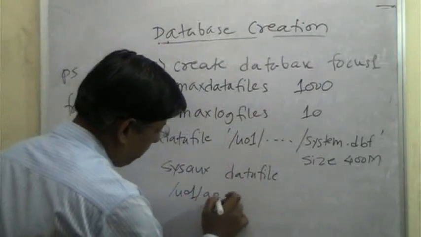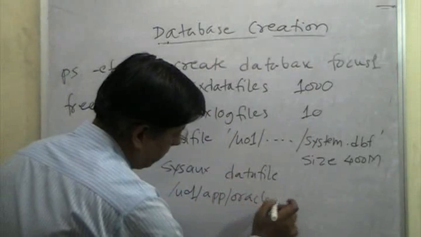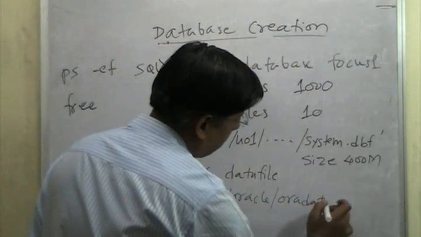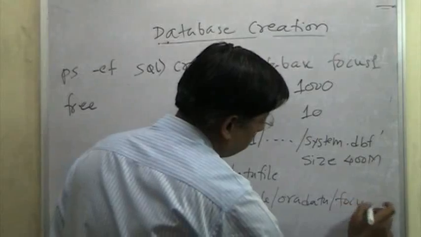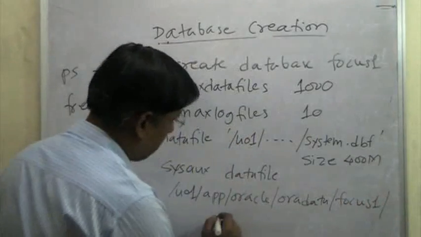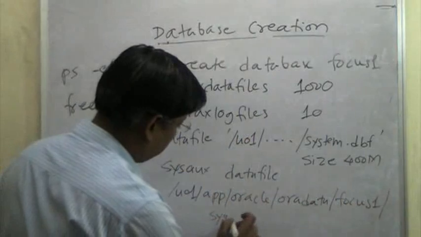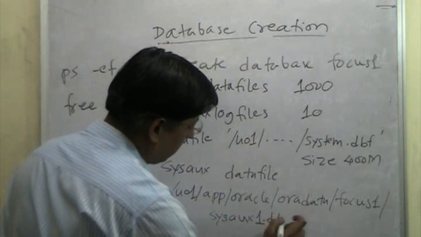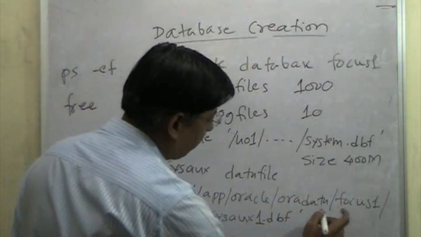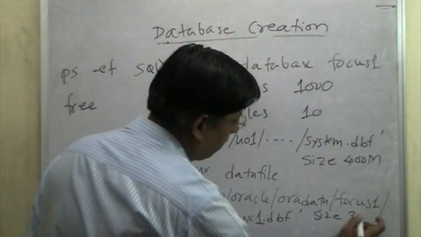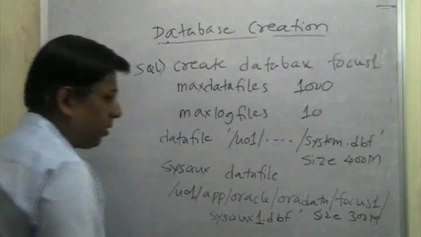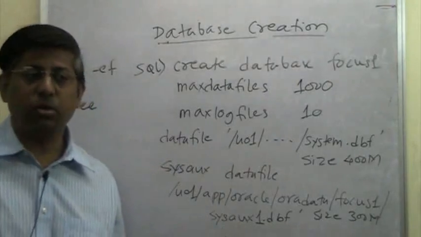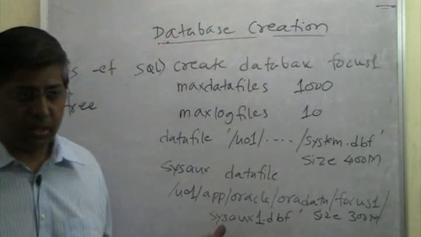u01 app oracle, then oradata, oradata slash focus1 slash sysaux1.dbf. I'm saying sysaux1.dbf because let us say this is now 300 megabytes. Later on, if I want to add one more data file to the sysaux tablespace, I will call that sysaux2.dbf. It is a good naming convention.